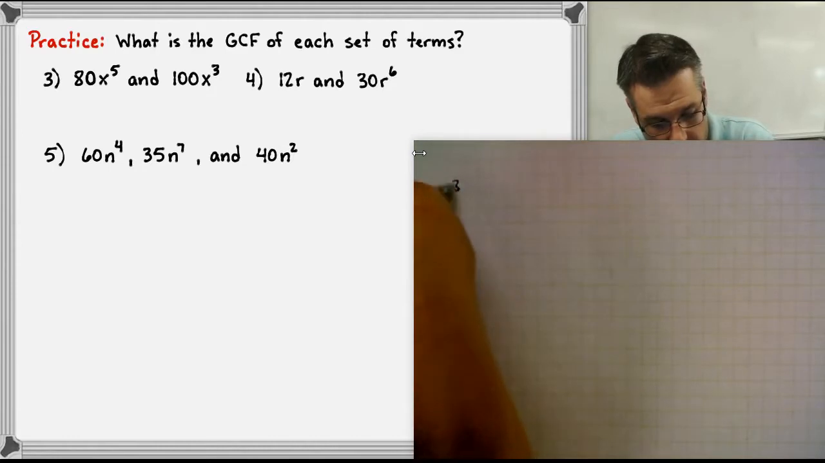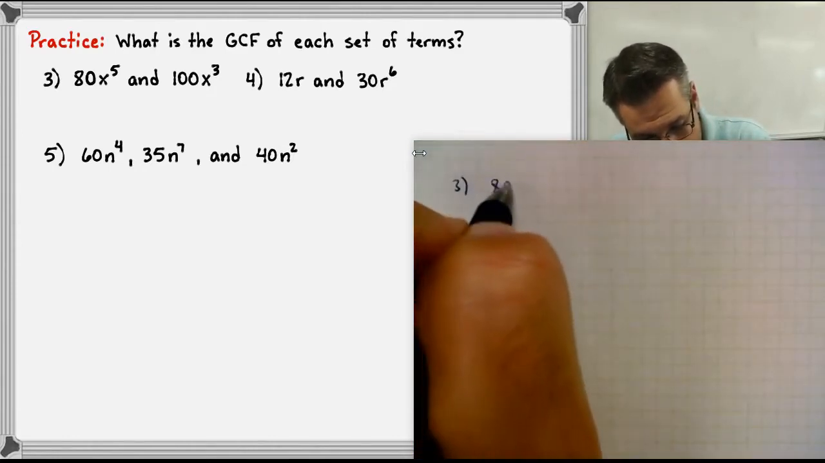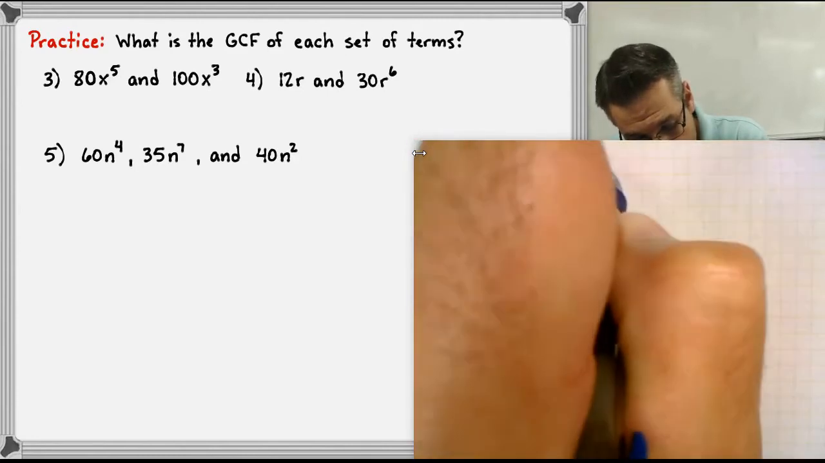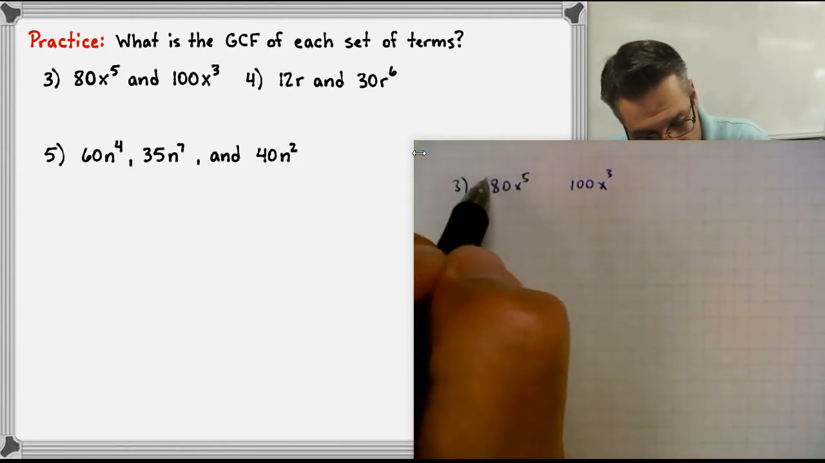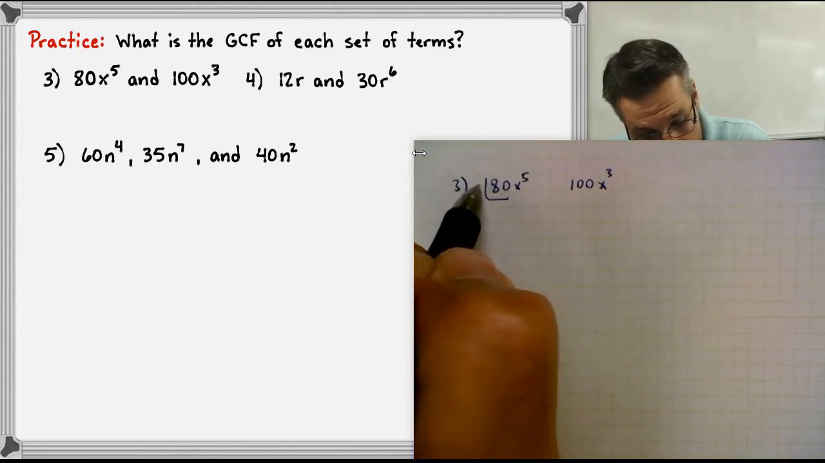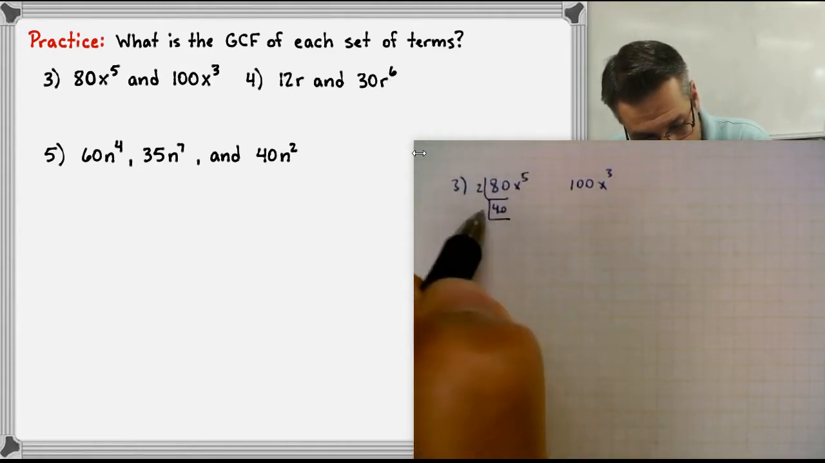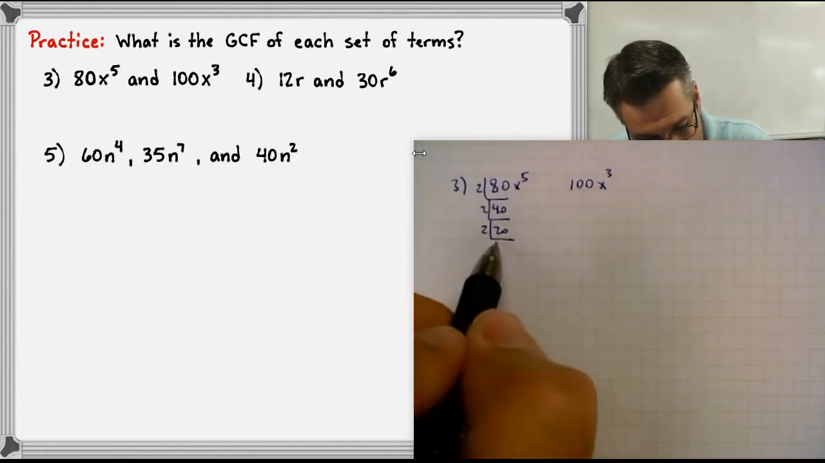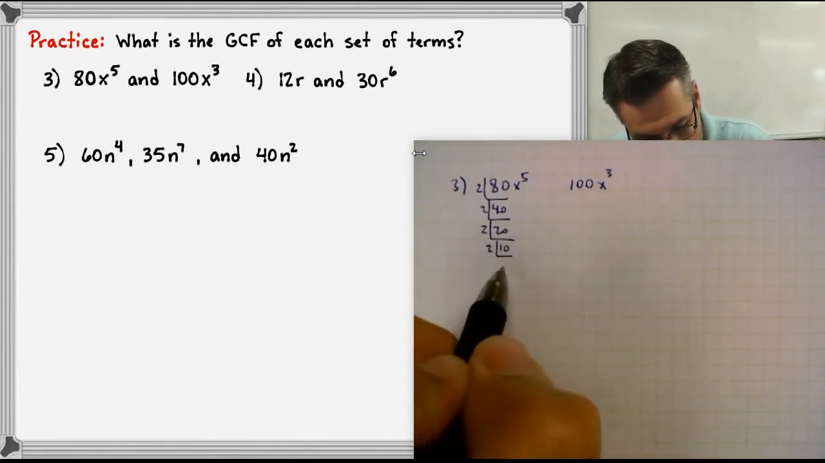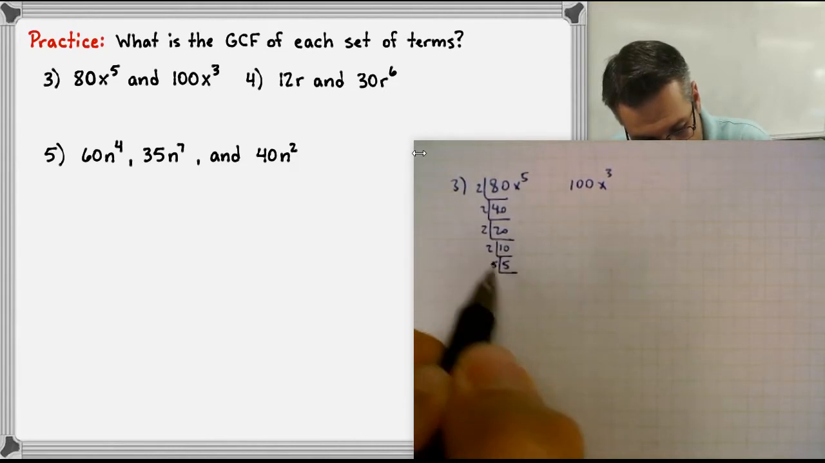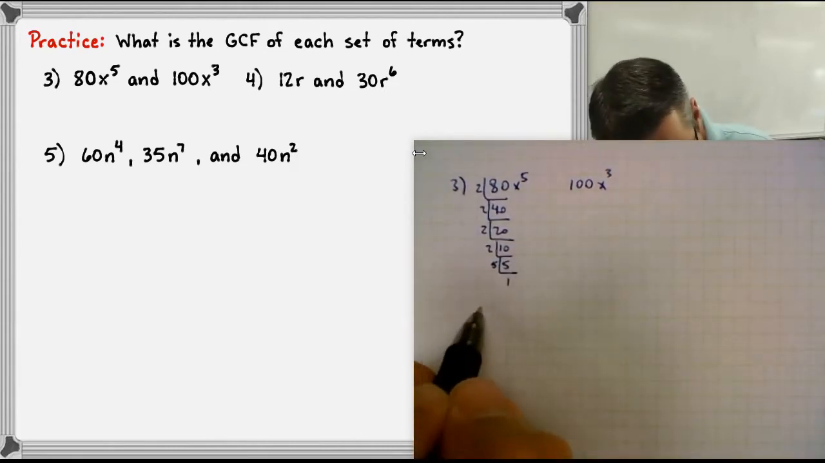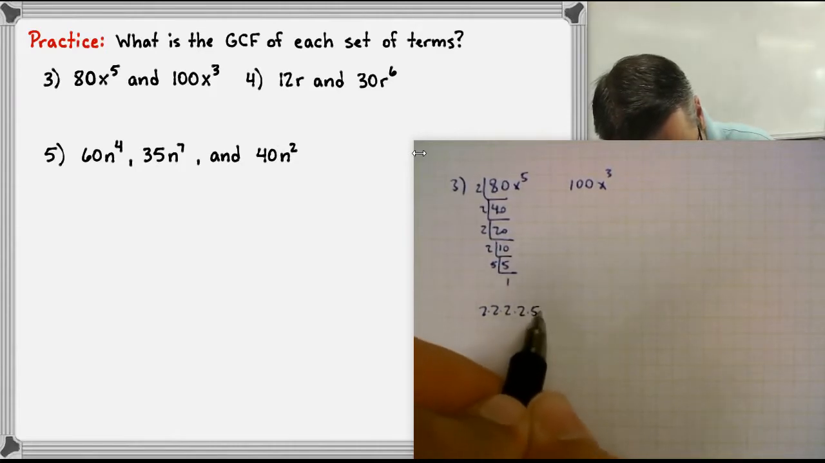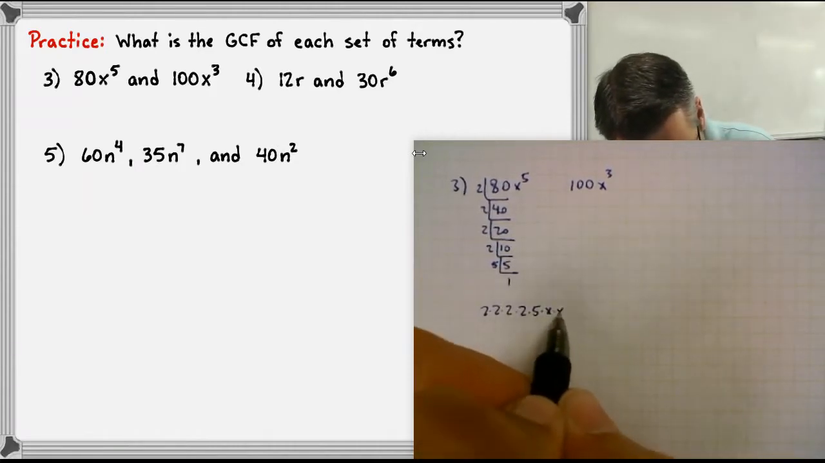For number three, we've got 80x to the 5th and 100x to the 3rd. Well, factoring 80, this can get long here. That'd be a 2. 40, we can factor out another 2. 20, we can factor out a 2, left with 10, factor out a 2, left with 5, factor out a 5, we're left with 1. So we end up with 2 times 2 times 2 times 2 times 5, and then we have 5 x's there.